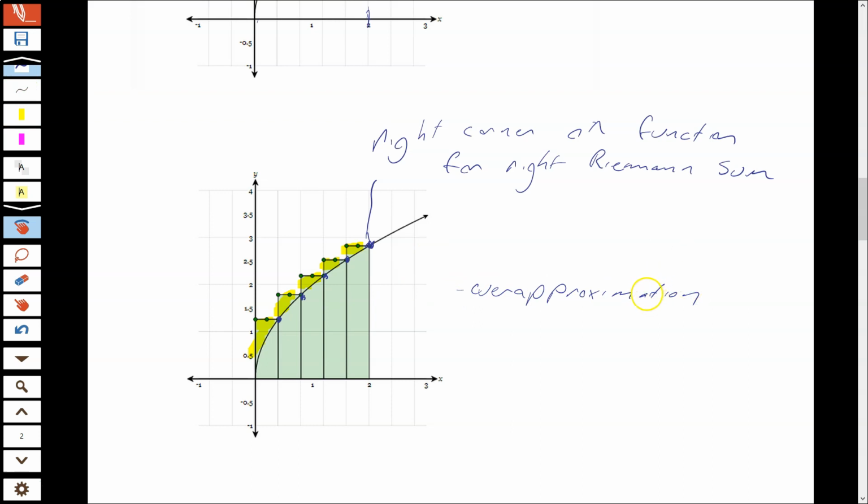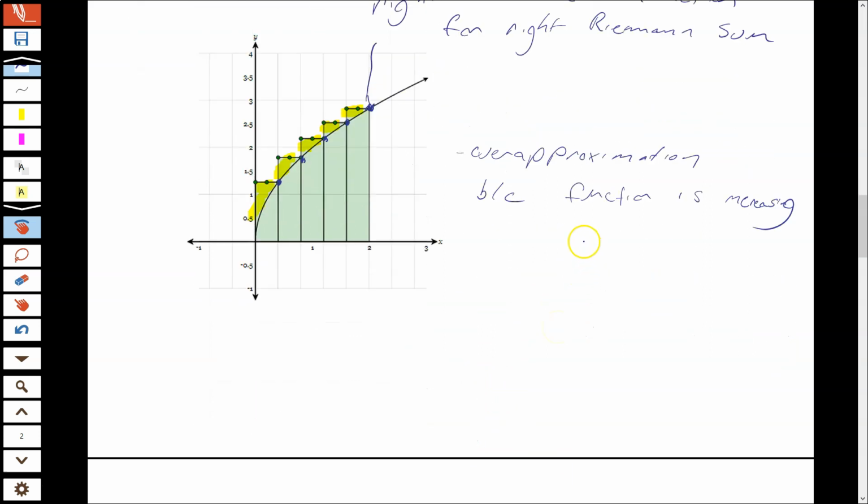And notice Delta Math will ask you if the function is increasing or decreasing. So this is an over approximation because the function is increasing. Meaning, let's draw a quick sketch. I should not put it there though, because that's unclear. Let's draw a quick sketch of the opposite case.